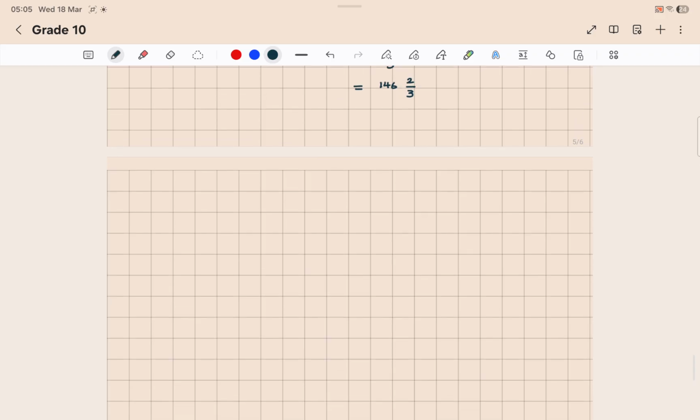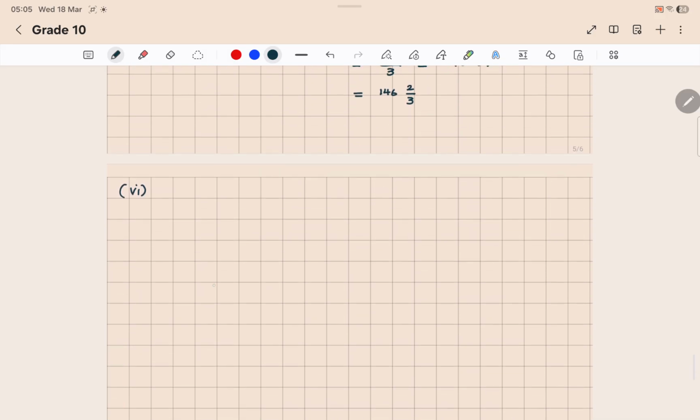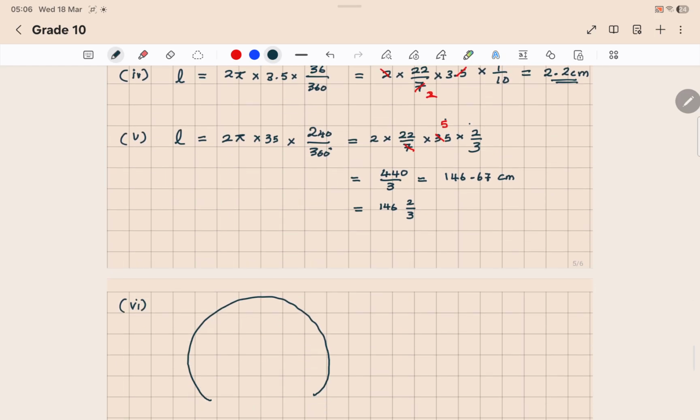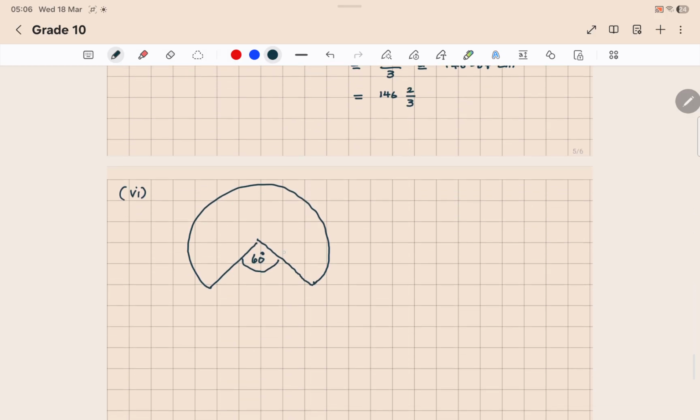Because you have to use the correct angle in the last one. So let me draw that. This is given to us. This is 60 degrees. Radius is 20.5 centimeters. And what is the arc length that we need to find? That is this big length.